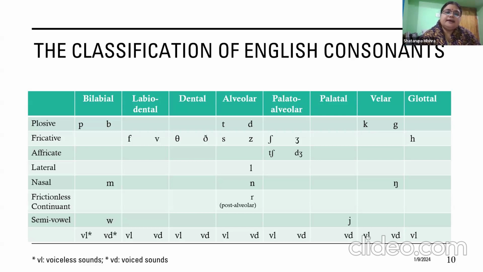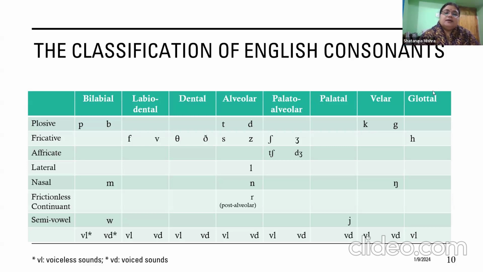Then we have the frictionless continuant R, which is actually called a post-alveolar sound. There is a specific term for the place of articulation of R. It is called post-alveolar. Okay. Then there are the two semi-vowels, bilabial semi-vowel, because we use both the lips, w. All right. And then palatal semi-vowel, because we use the hard palate, y. All right. Y sound represented by the letter, which is like J. Okay.